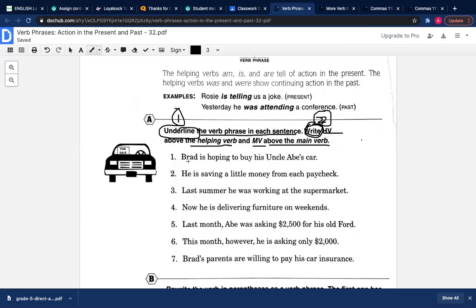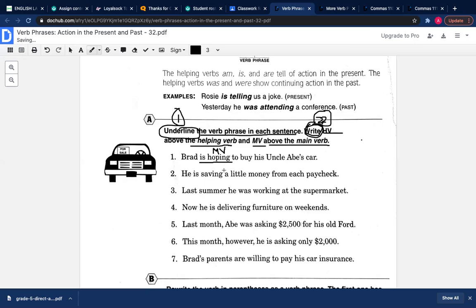Number 1, Brad is hoping to buy his Uncle Abe's car. All right, I'm finding the verb. Right here is our verb phrase, is hoping. Our subject is Brad. What is Brad doing? Brad is hoping. What is our main verb? Well, the main verb is hoping. That's the main thing that he's doing.